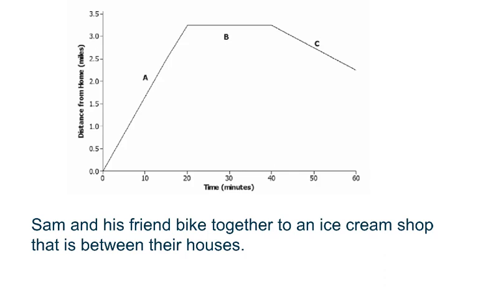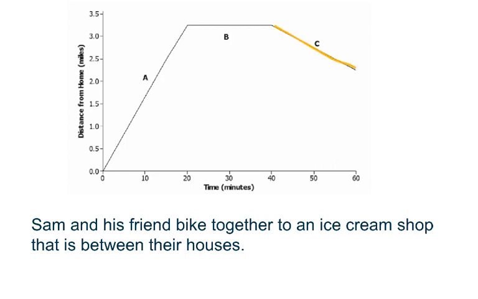We're trying to match this part of the graph to its verbal description, and to think about the reasoning behind our choice, right? So we're looking at the part where it says Sam and his friend biked together to an ice cream shop that is between their houses. So this belongs to part C.